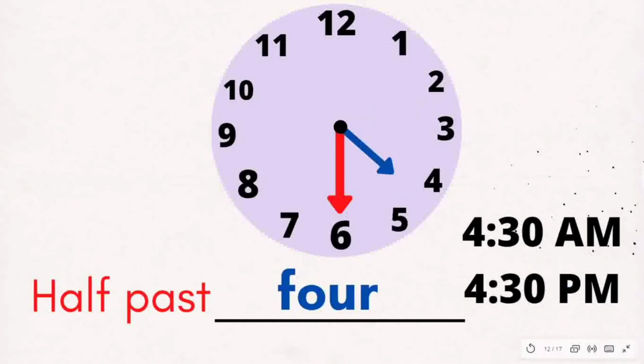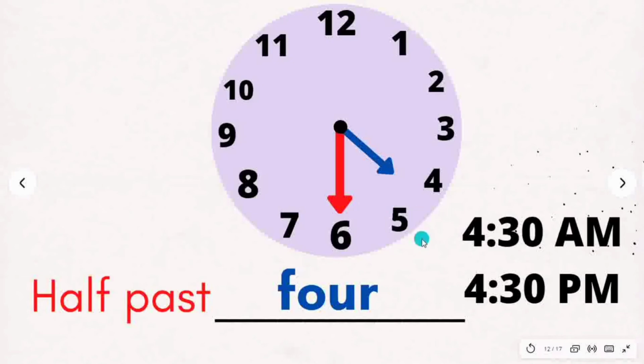Next example. This is the last example. 4:30, half past. Why half past? Because the long hand is showing to number 6. Why 4? Because the arrow is showing in the middle between number 4 and number 5. Tengok anak panah menunjukkan di antara nombor 4 dengan nombor 5.